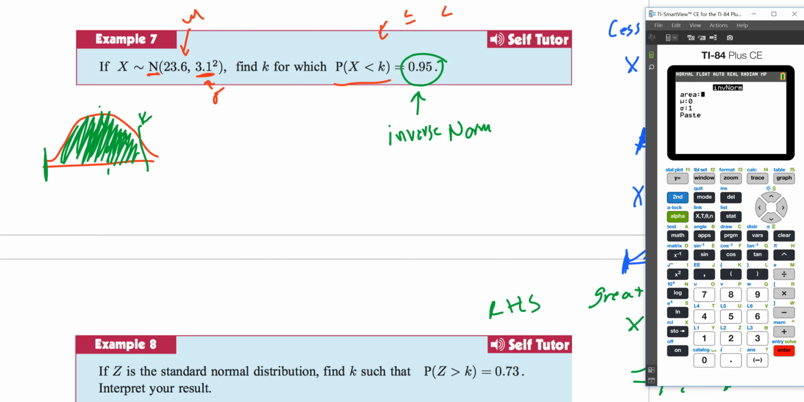Area is your probability, right? Because this is technically an area underneath the curve. Again, that makes more sense in calculus. So 0.95. Mean is 23.6. Our standard deviation, that's just a fancy way of writing it, 33.1. Hit enter, paste, and you get 28.6 or 28.7 to keep it 3 significant figures.